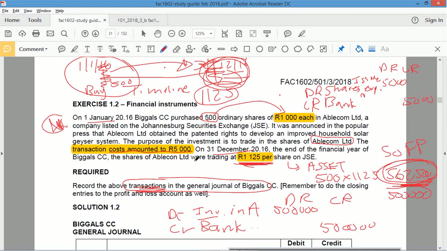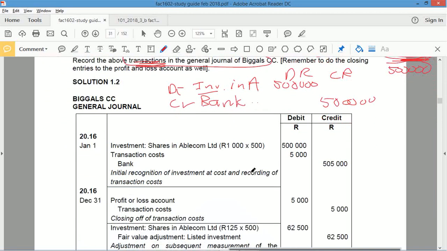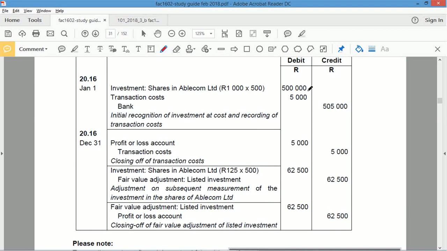The value of the investment is going up. Credit bank? No, the bank isn't going down. What would you credit? Well, let's think about it. What happened? The value of the shares went up. So what are we doing to the value of the shares? We're adjusting it. Yeah, so it's a fair value adjustment. Is that an income or an expense? It's income. It's a form of income because you derive the benefit from those shares that increased in value. Okay, so debit the investment, credit the fair value adjustment. So there's the first bit.